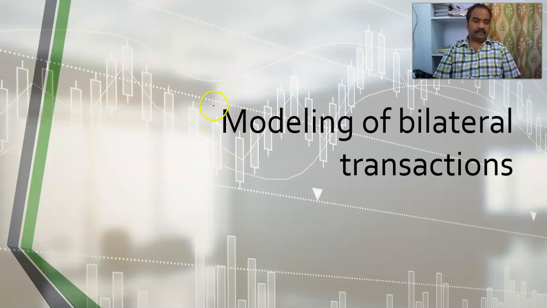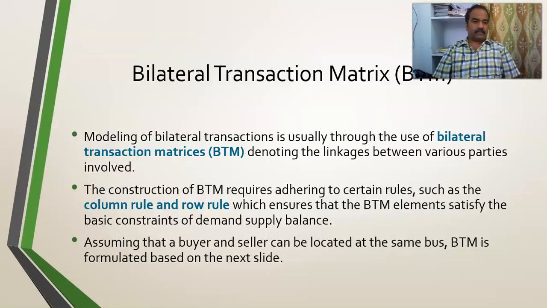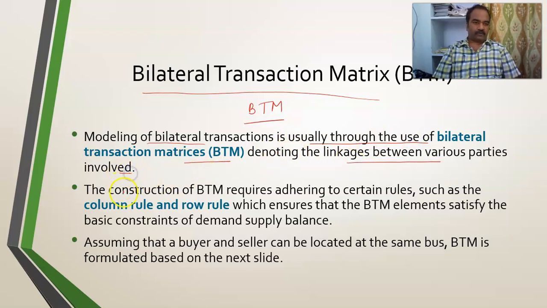So now, when the ISO has nothing to do in the bilateral markets, how are these transactions done? These energy transactions or power transactions will be made between the bilateral parties, and how they are modeled is a big question. These transactions are basically represented in the form of a bilateral transaction matrix, which we call BTM. This modeling of bilateral transactions is usually through the use of bilateral transaction matrices, which denote the linkages between the various parties involved.